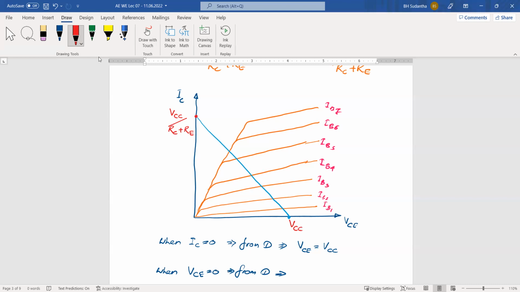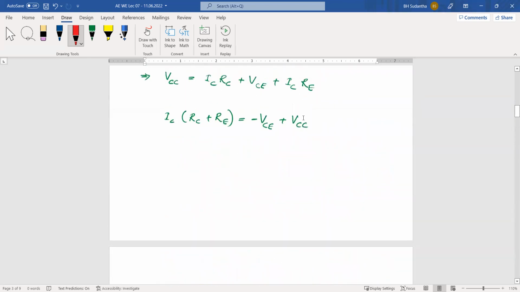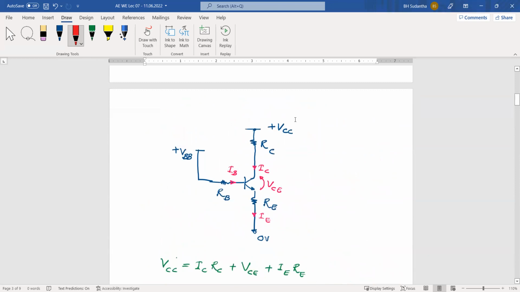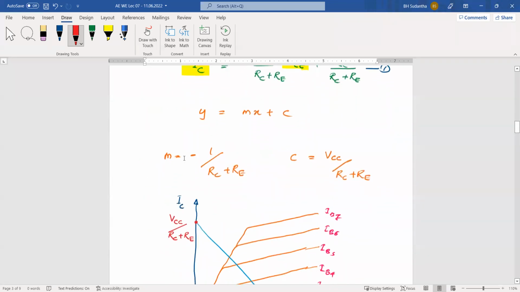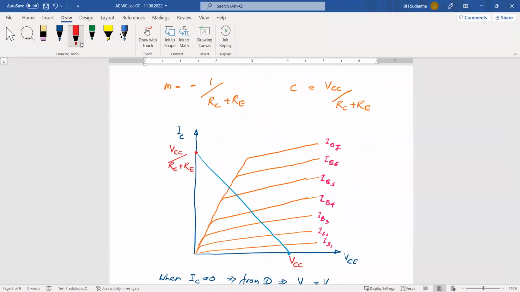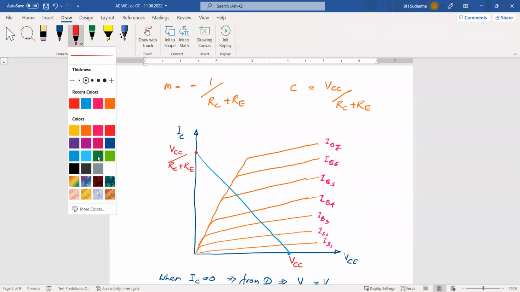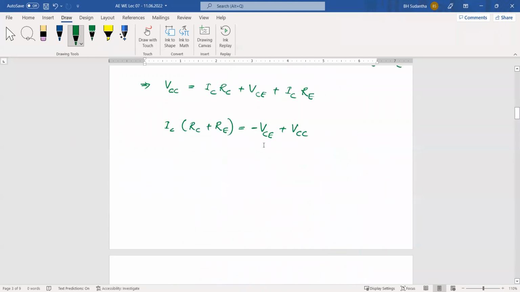Then we say this is because here we have considered all the DC voltage. So this voltage is DC, VCC is DC, VBB is DC, and here we don't have any AC voltage involved. Then we say this is the DC load line. This is the load line of this transistor circuit.